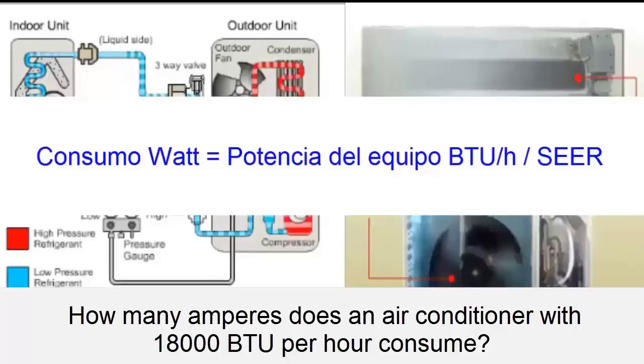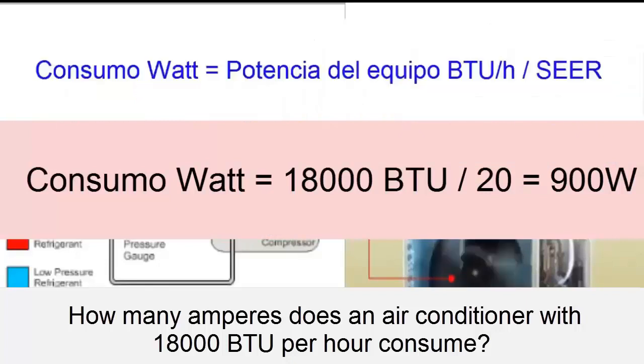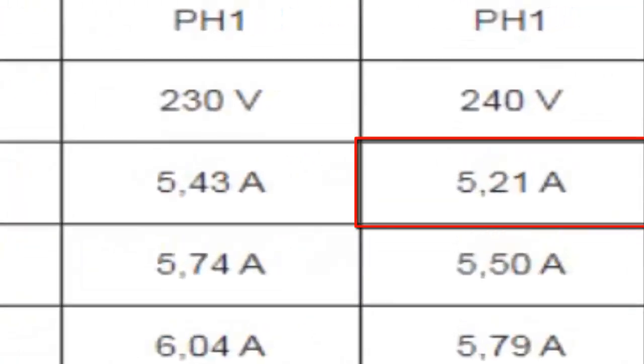For example, for an 18,000 BTUs per hour air conditioner with a SEER of 20, an average consumption of 900 watts is expected. With a single-phase supply of 240 volts, the current consumption is 5.21 amperes. These 5.21 amperes represent an average of the air conditioner's consumption over the time it is running.